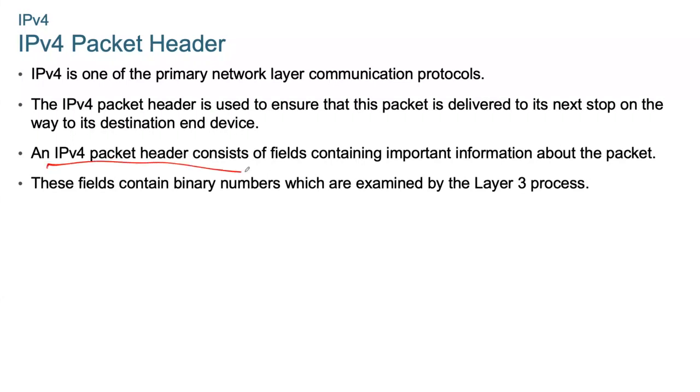So the IPv4 packet header consists of fields that contain important information about that packet. These field information is examined by the layer 3 process. That means this information is used by your end devices as well as your network devices. In network devices, it is used especially by the routers. Among network devices, you have hubs and switches, but switches and hubs don't use these fields. They use the MAC address field.